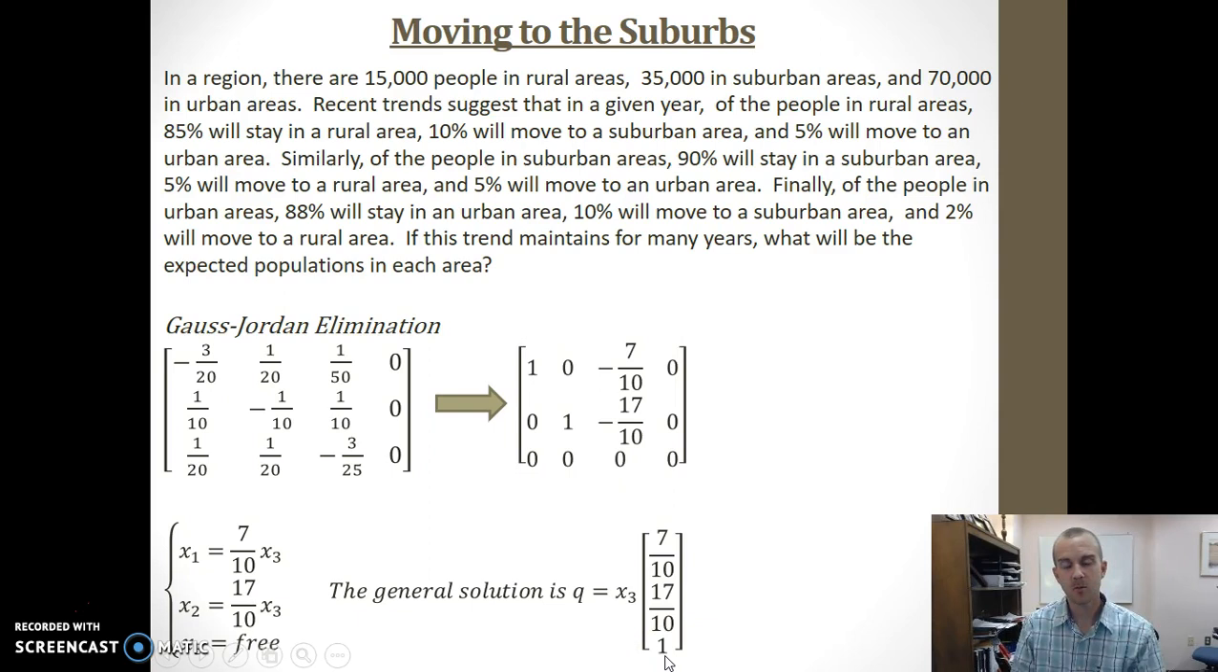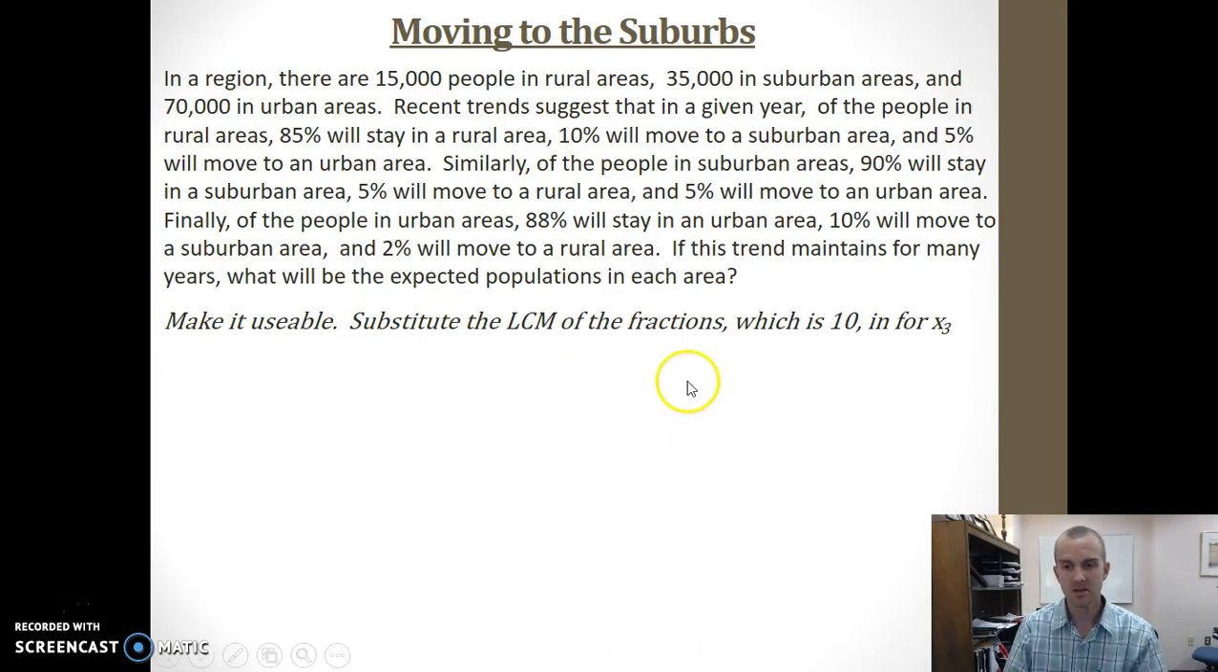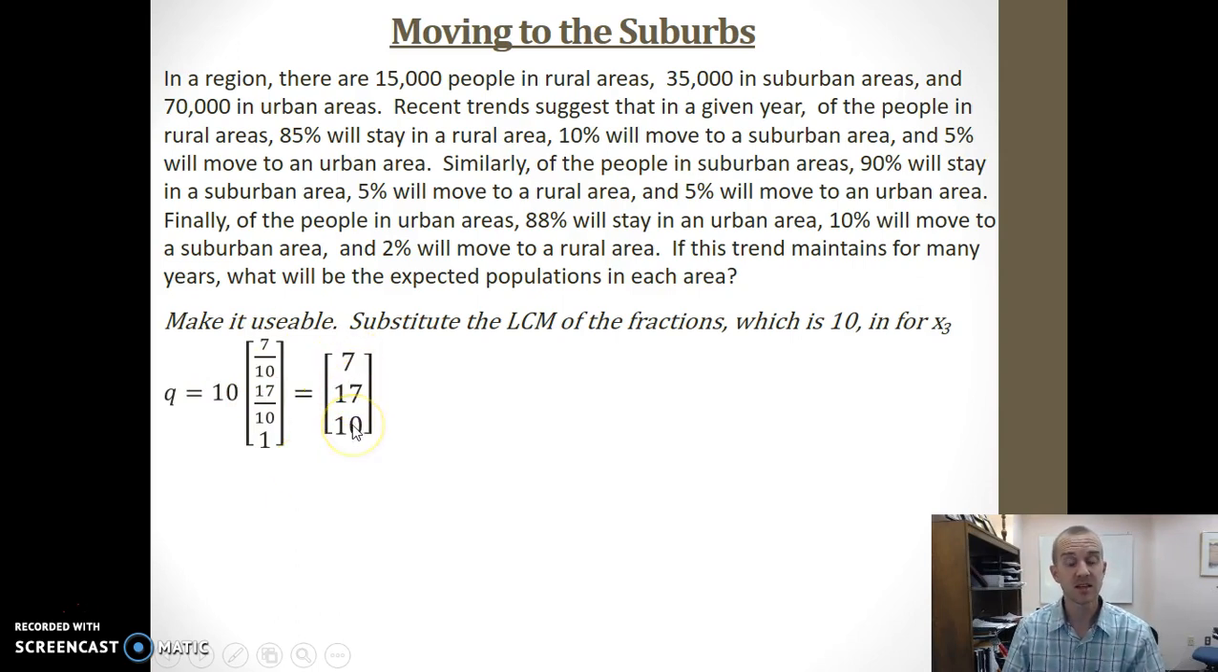Now why does that matter? Well, the whole point here is I'm going to turn this into a probability vector. So I've got to relate all three of these values here, which are kind of crazy. So I can say, what could I multiply x3 by that would at least turn these to whole numbers to start with? The easiest thing, what's their LCM? In this case, it's just 10. So if I multiply all three values by 10, I end up with 7, 17, and 10.